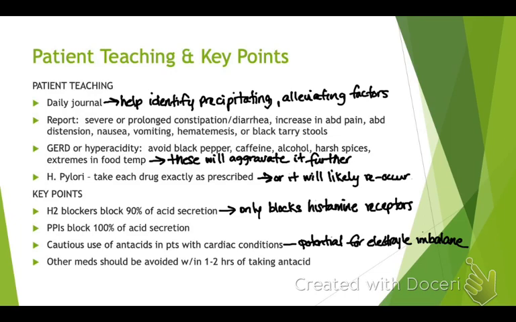Key points that you want to remember: H2 blockers block about 90% of the acid secretion, and they only block the histamine receptors. The PPIs block completely 100% of acid secretion, so they're much stronger than your H2 blockers.